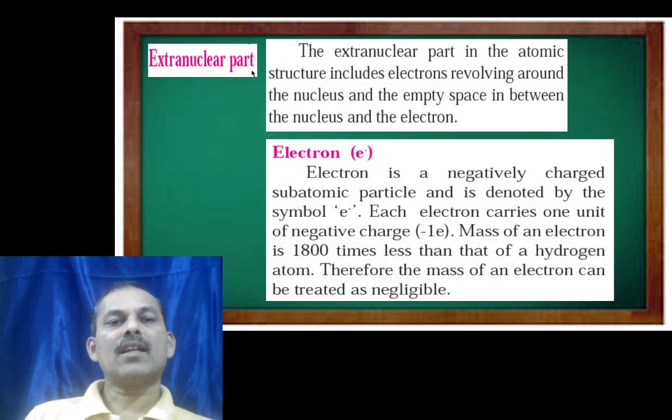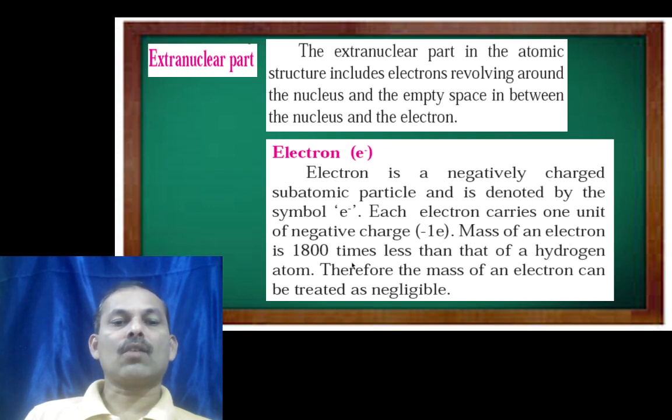Then the extranuclear part. The extranuclear part in the atomic structure includes electrons revolving around the nucleus and the empty space in between the nucleus and the electrons. Then electron. An electron is a negatively charged subatomic particle and is denoted by the symbol e. Each electron carries 1 unit of negative charge.